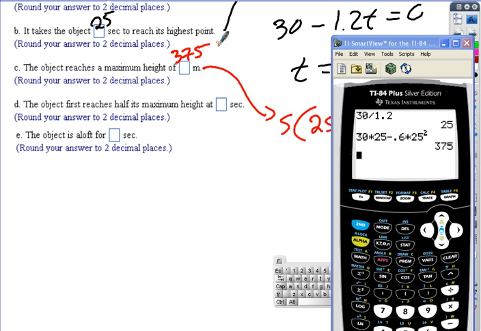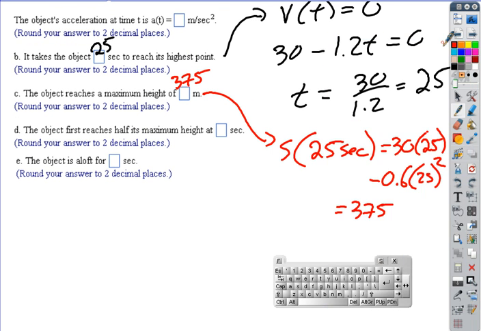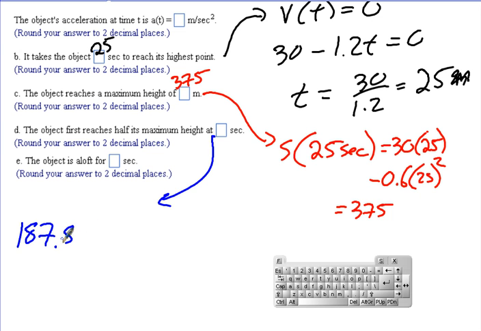Okay, the object first reaches half its maximum height when? Well, what's half the maximum height? That, right? Yeah. So 187.5. So we've got to find out when the object first reaches 187.5. So what do we do? Plug it into position. We want to know when the height is 187.5 meters. So we're going to plug that into s. Okay, so then that's going to look like 187.5 equals 30t minus 0.6t squared.